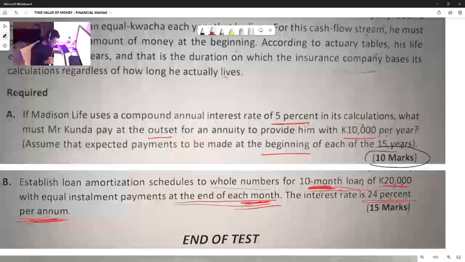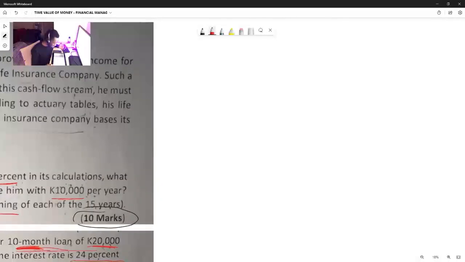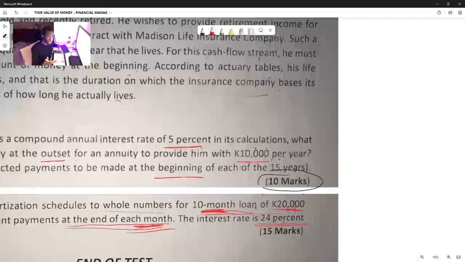So now that we've understood the question and what is required of us, let's go ahead and start solving this amortization schedule. We're going to start with finding what our stream of cash flows are. But in order to find our stream of cash flows, we need to adjust our interest rate to ensure that it's a monthly interest rate. And we also need to find the present value interest factor of this ordinary annuity. We're going to see that.